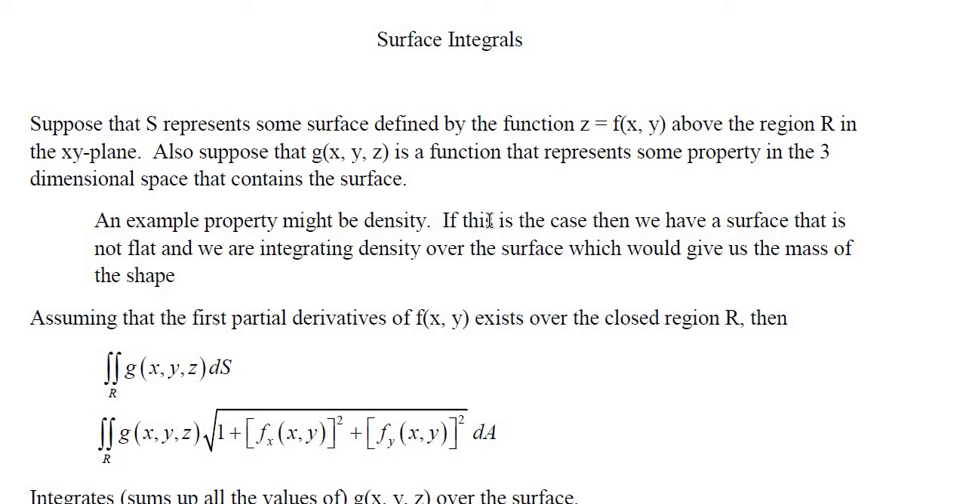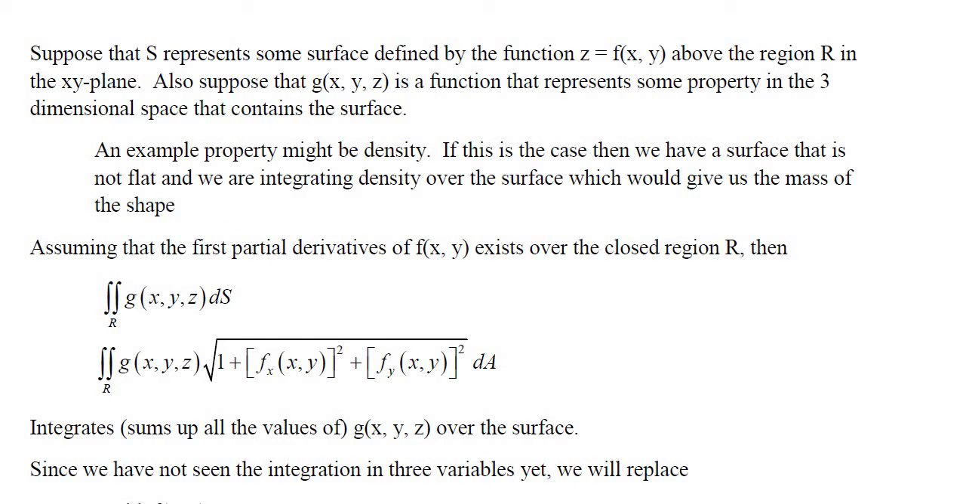If it's density, and we have a surface that is not flat, and we're integrating density over that surface, then what we have done is found the mass of that shape, that surface. So, assuming that the first partial derivatives of f of x comma y exist on that closed region R, we can set up something called a surface integral, where basically we're integrating our function over that surface.